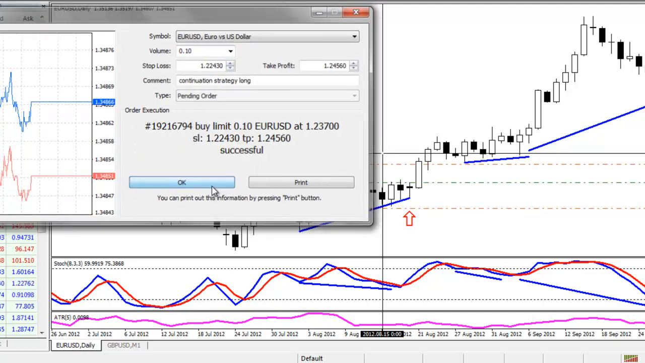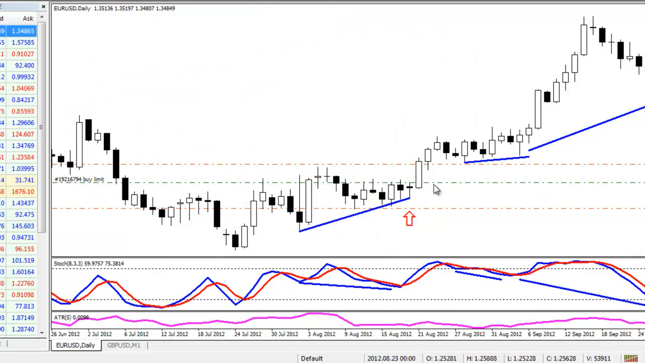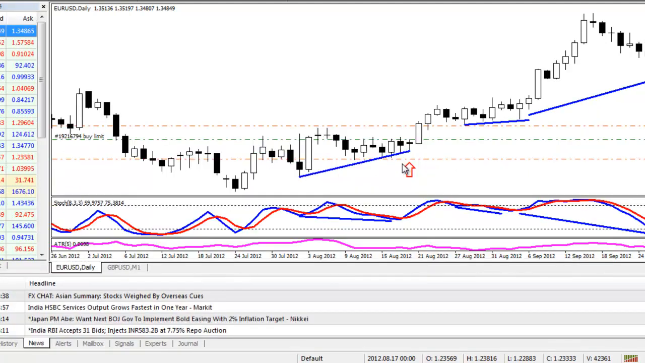Order is accepted, it's okay. And we can see here the green line for the entry order, which is the entry here. We have the stop loss underneath and our first take profit. Now that's part one of the trade.